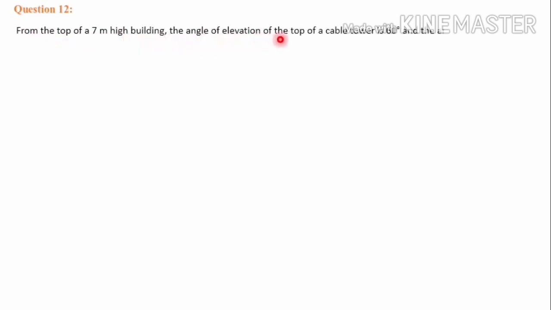Next, we shall discuss question number 12. The question is: from the top of a 7 meter high building, the angle of elevation of the top of a cable tower is 60 degree and the angle of depression of its foot is 45 degree. Determine the height of the tower.